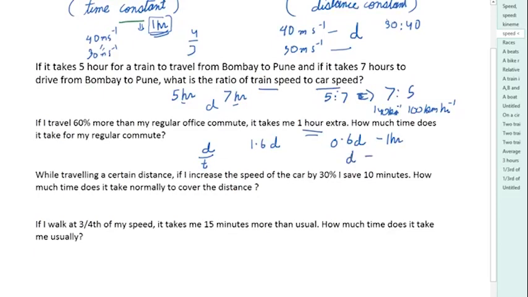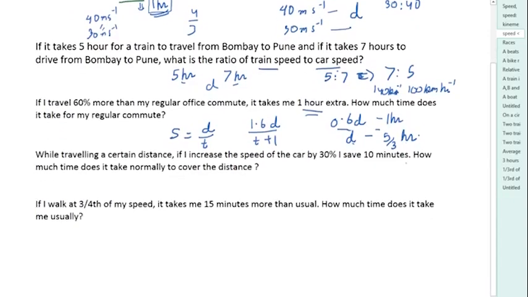So you can do very quickly d times 1 by 0.6, or 5 by 3 hours. Okay, because here speed is constant, d by t is constant. So for 1.6d, I take t plus 1 hour, and then you can subtract, or you can just say that for 0.6d, he takes 1 hour extra. So using that, I have just changed it to d to 5 by 3 hours.